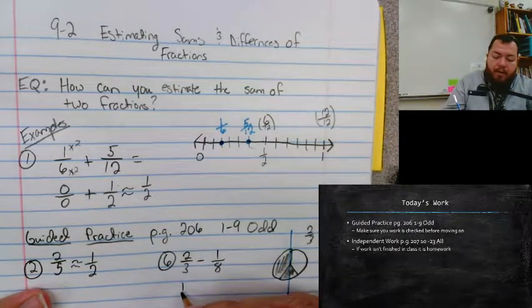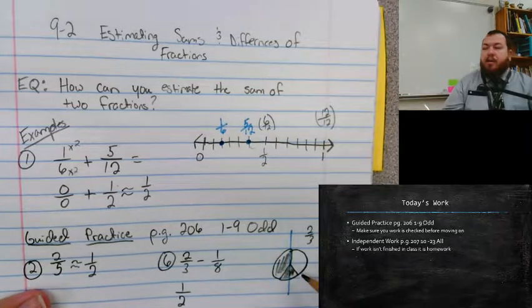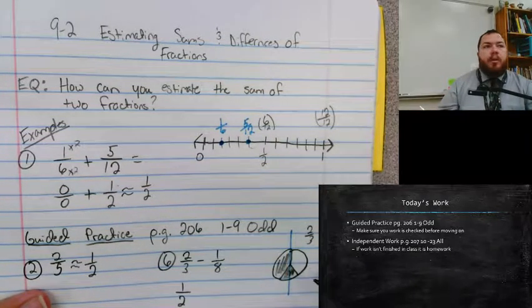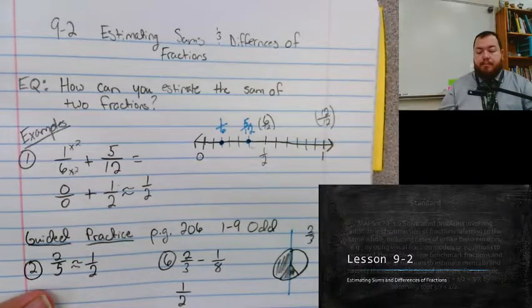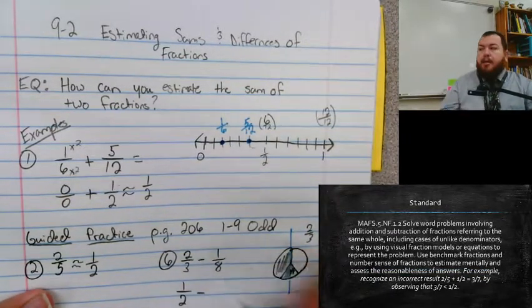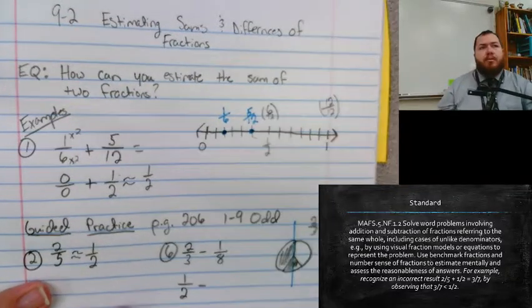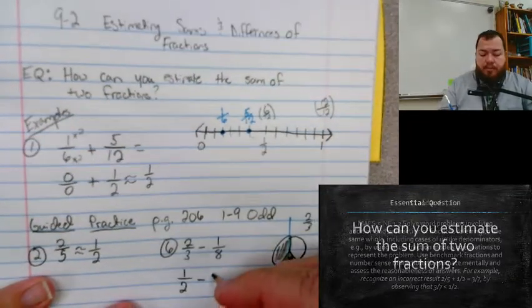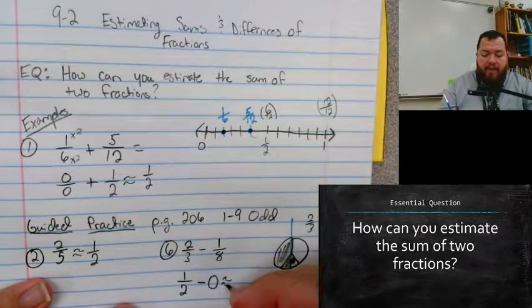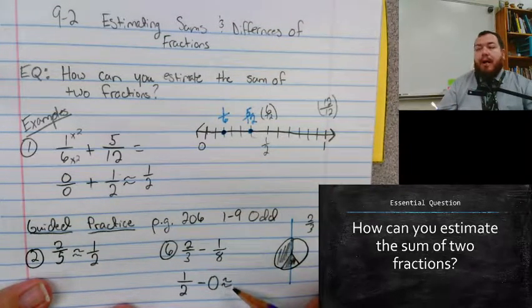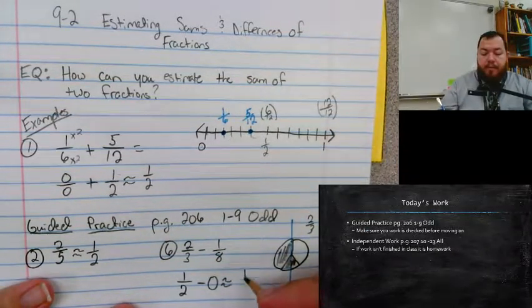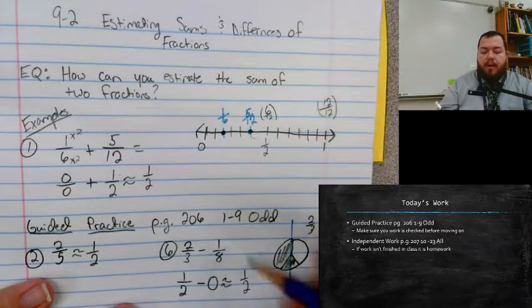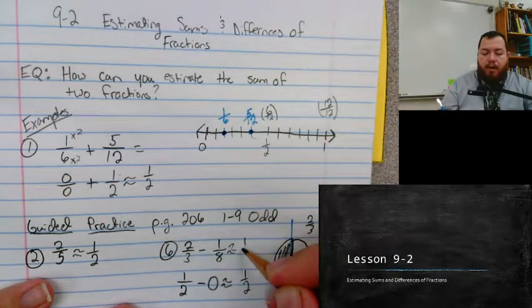So I need to write 1/2. And if it helps you to draw a picture like that, or draw a number line, or draw a pan of brownies, however you need to model that in your mind or on your paper, then go ahead and do that. Now, is 1/8 closer to 1/2 or 0? 1/8 is closer to 0. So 1/2 minus 0 is 1/2. So your final answer of 2/3 minus 1/8 is about 1/2.